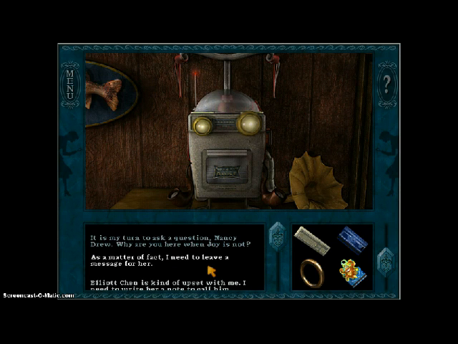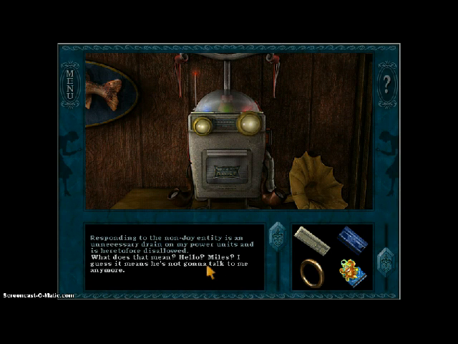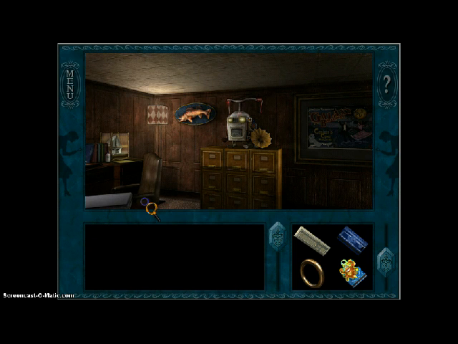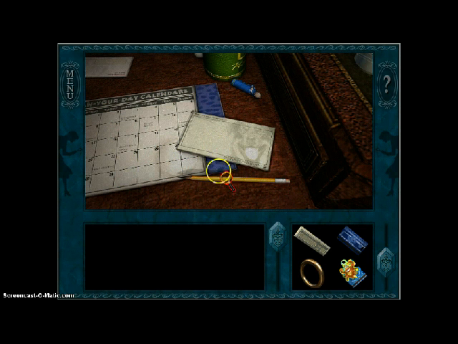How does it know how to respond to what you're saying? As a matter of fact, I need to leave a message for her. There is a pad for leaving messages on the desk. Why did you call yourself a memory machine? Responding to the non-Joy entity is an unnecessary drain on my power units and is heretofore disallowed. What does that mean? Hello? Miles? I guess it means he's not going to talk to me anymore. Well, that sucks. This poor thing can't have a conversation with anyone other than Joy.